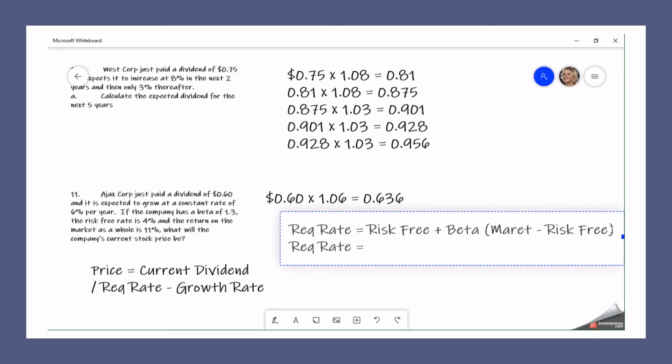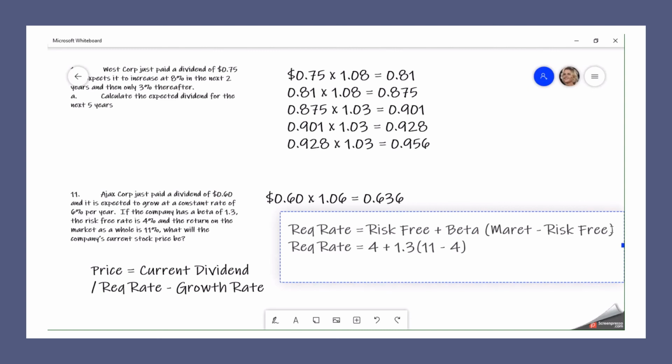Our risk-free rate is the 4%. The beta is 1.3. The market rate is 11%. And then the risk-free rate is 4. So again, we got to deal with what's in the parentheses. So 11 minus 4 gives us 7 times 1.3. So that would be 4 plus 9.1. And I'm going to, just for space, come over here. So our required rate is going to be 13.1.